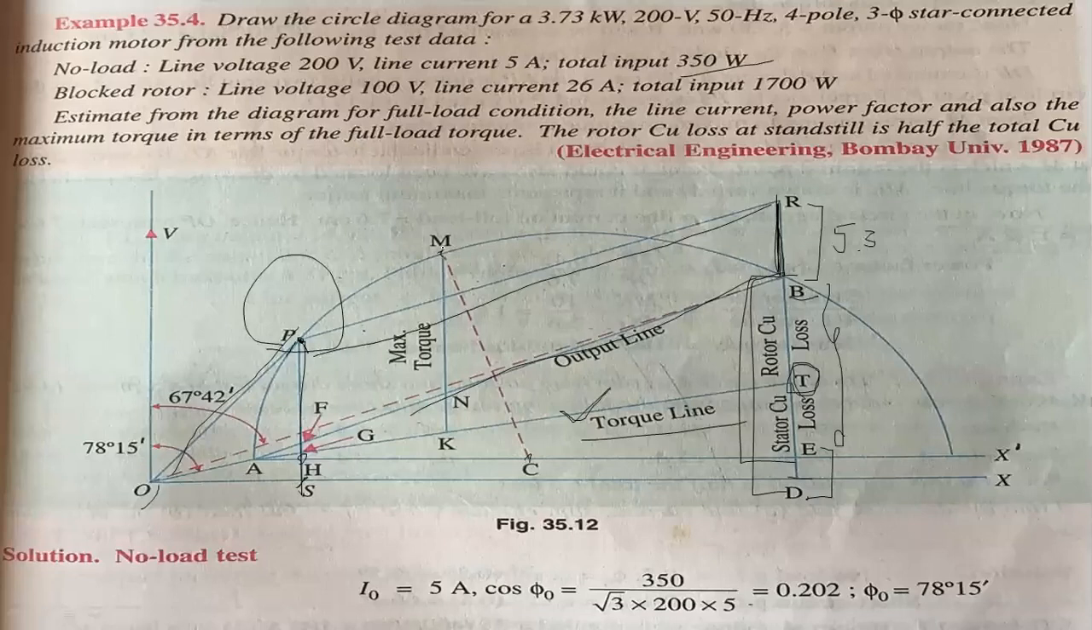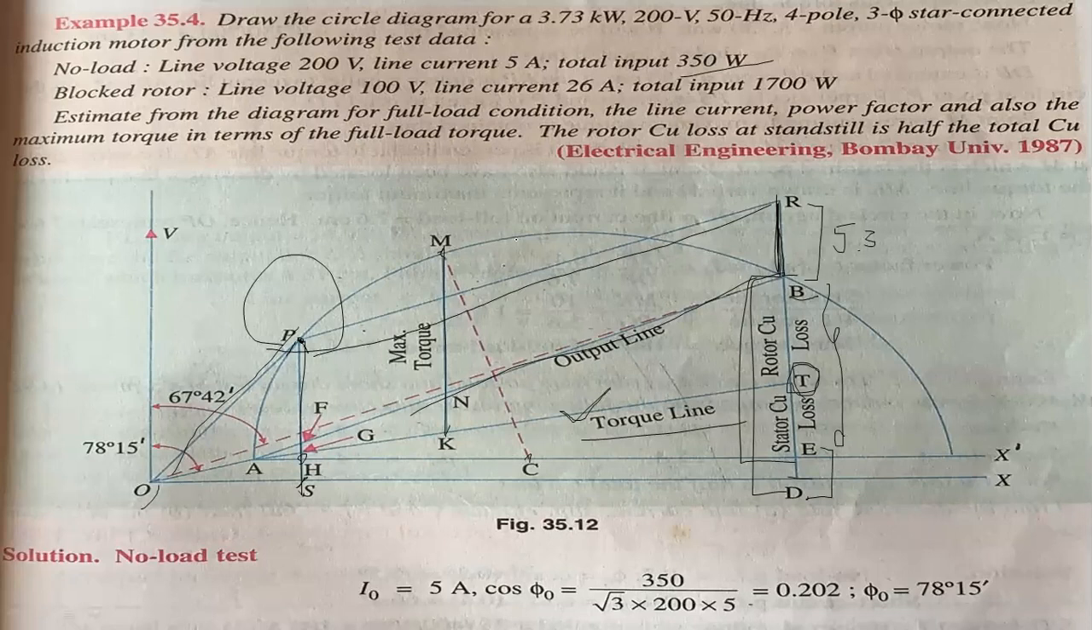Okay, so from M we have to draw one particular perpendicular line which touches the torque line at K. So from M you have to draw one perpendicular line to K. Okay, so it represents maximum torque. This MK will be representing maximum torque.